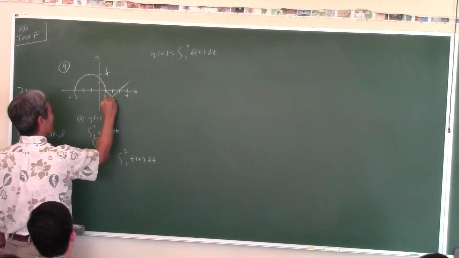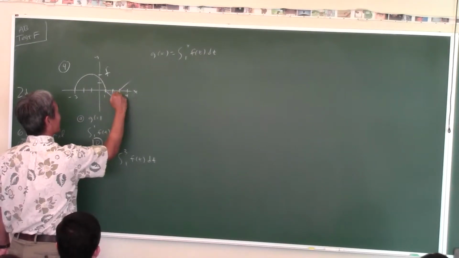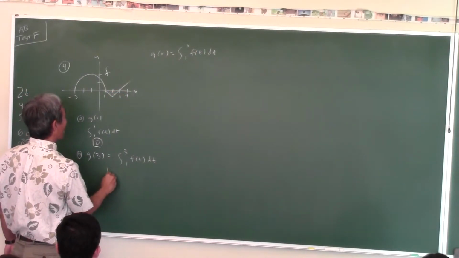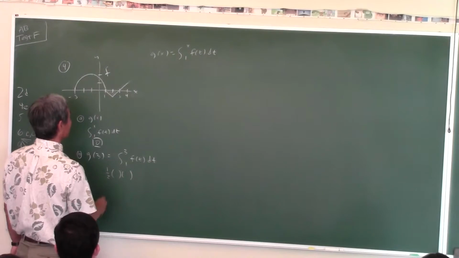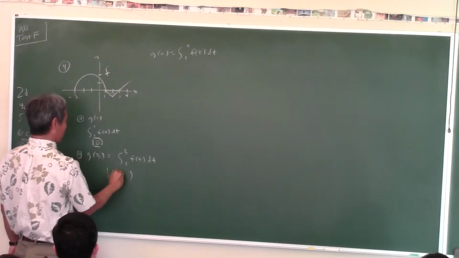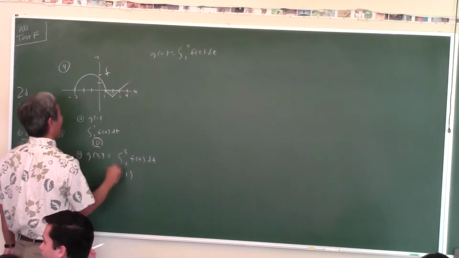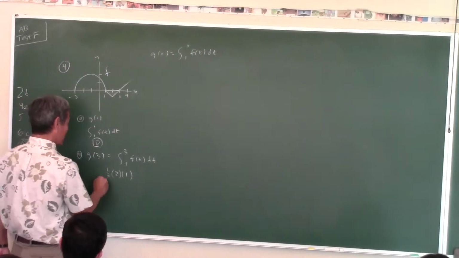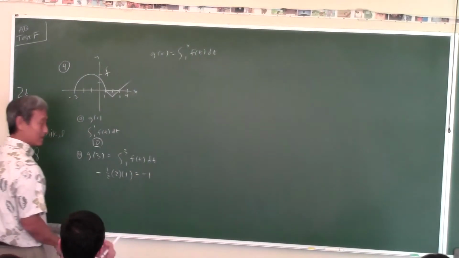The area between the graph and the x-axis right there. Well, 1/2 base times height. What is the base? 2. What is the height? 1. And it's below the x-axis, so it's negative, so the answer is -1.